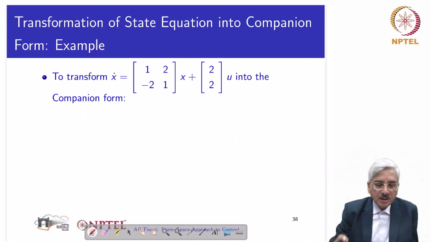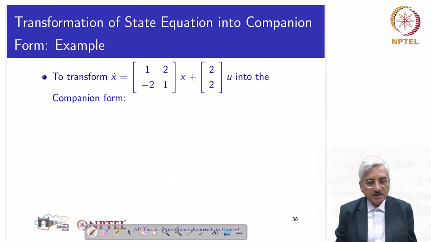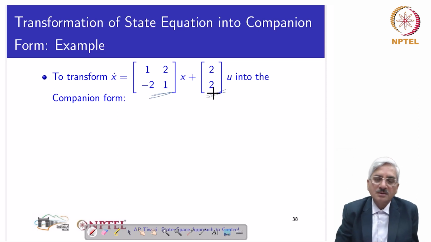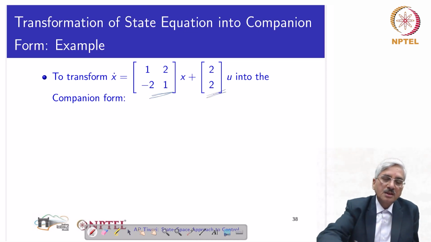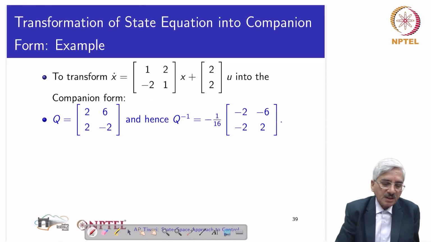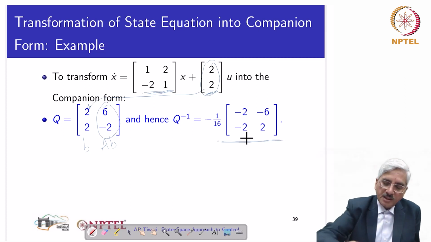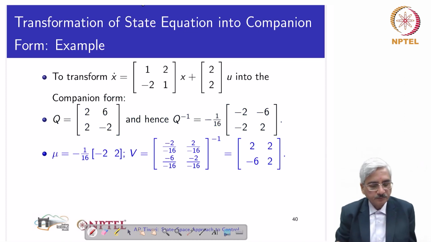So let us see with the help of an example, a second order system example, where the A matrix is like this, corresponding B matrix is like this, and we have to convert it into the companion. So we obtain Q matrix by assembling B as the first column and A times B as the second column here. So this is B, this is AB. And for this we obtain this Q inverse. You can verify by doing your own hand calculations.